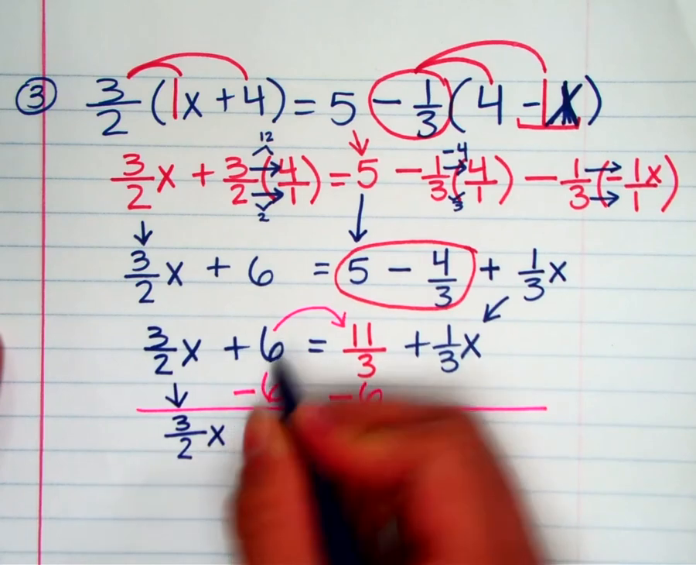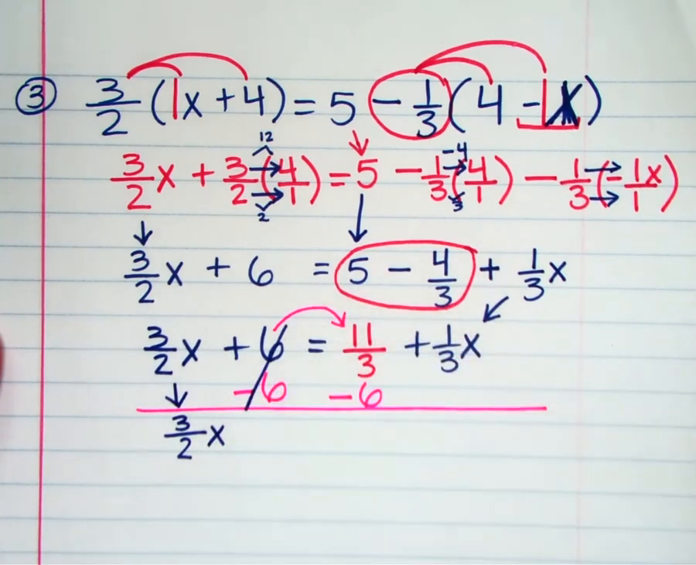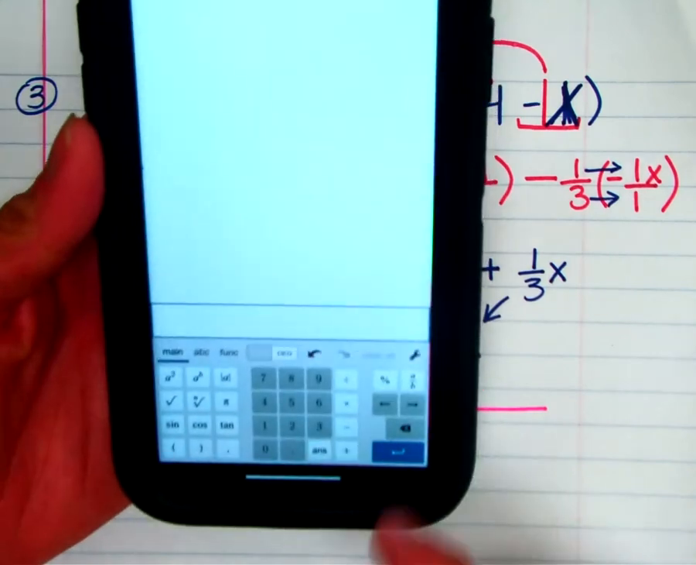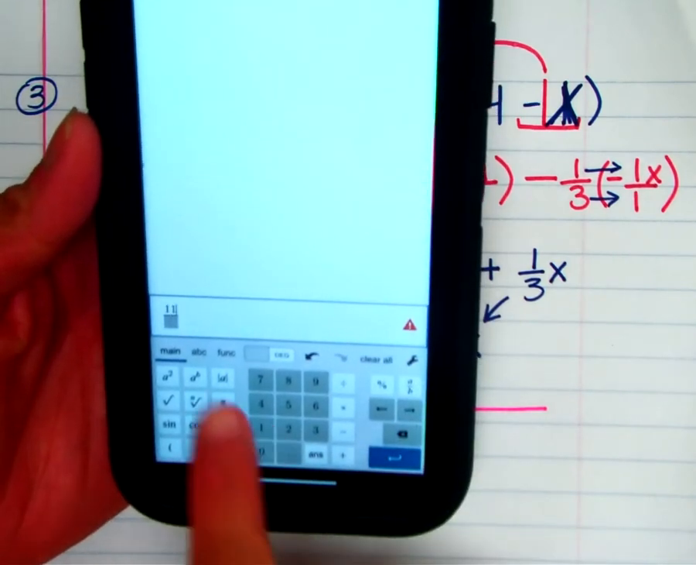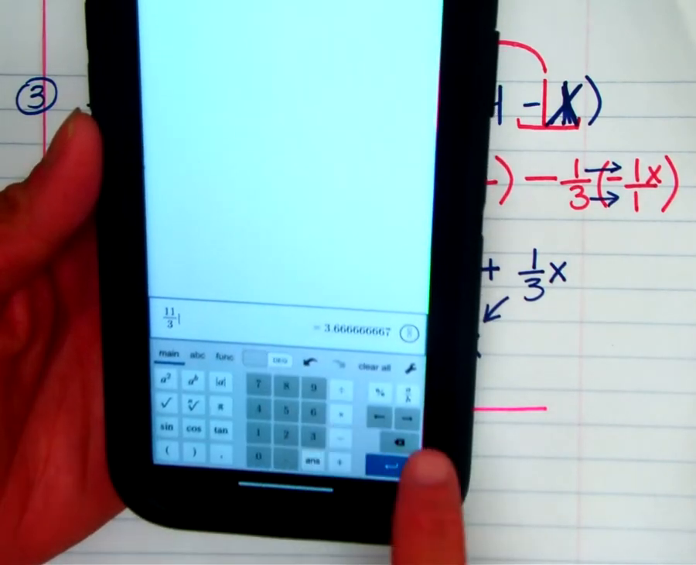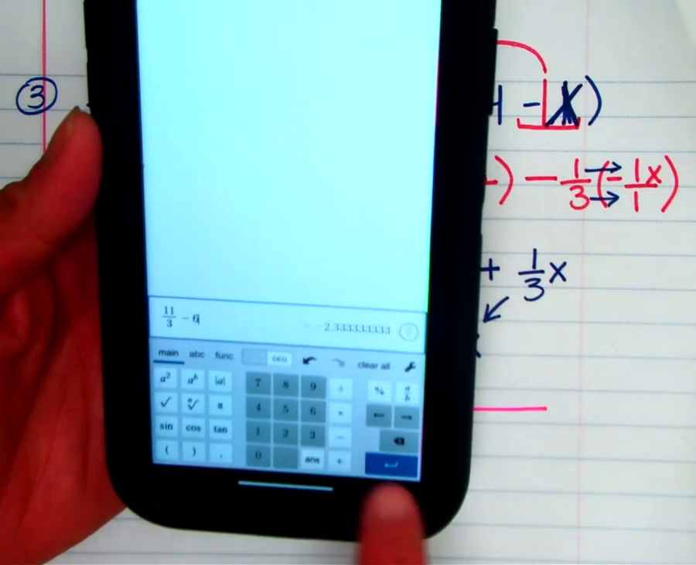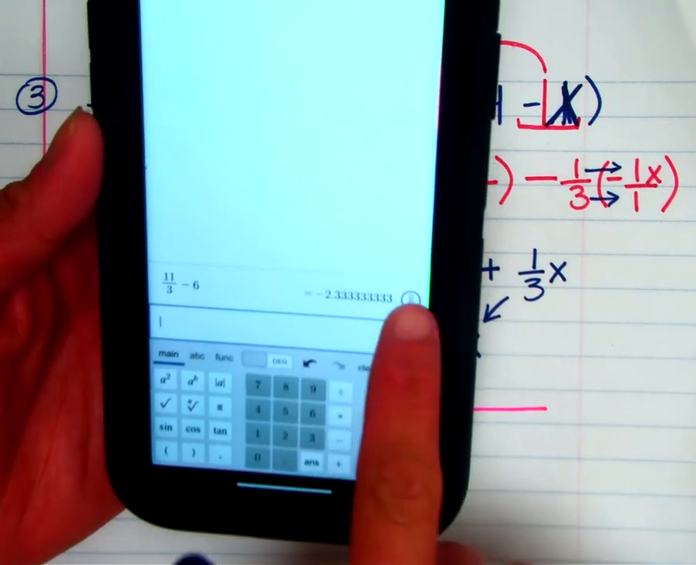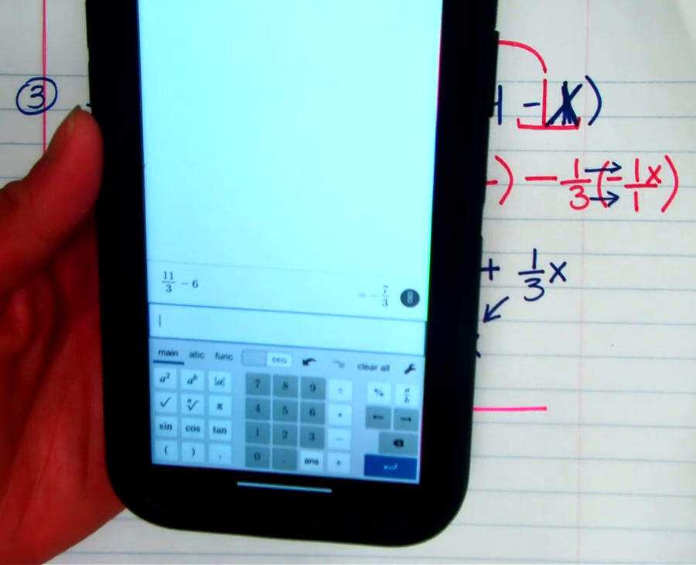Positive 6 minus 6 cancels and goes away, 0, equals, and this is where your calculator will come in handy. You can take your calculator and input this operation. So fraction, 11/3, and we are subtracting 6. There's my answer, but I want to convert it to a fraction, so -7/3.